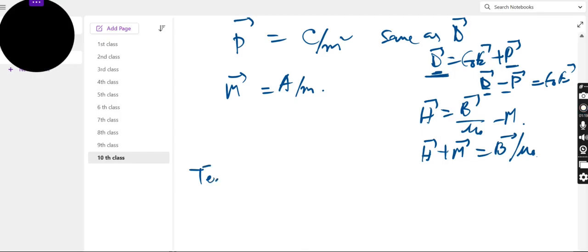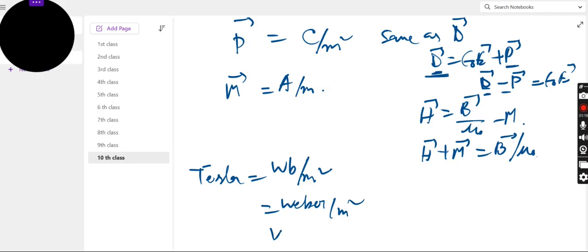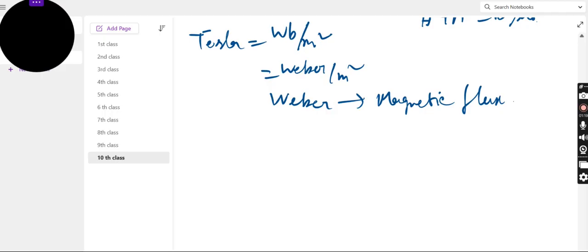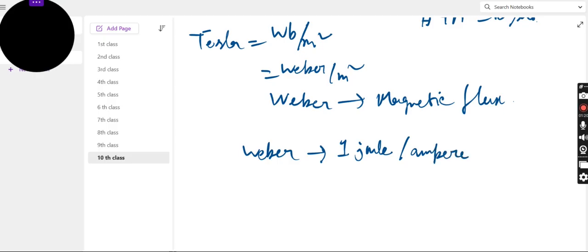Tesla is Weber per meter square. So Weber is the unit of magnetic flux. And Weber is equivalent to 1 joule per ampere. Okay.